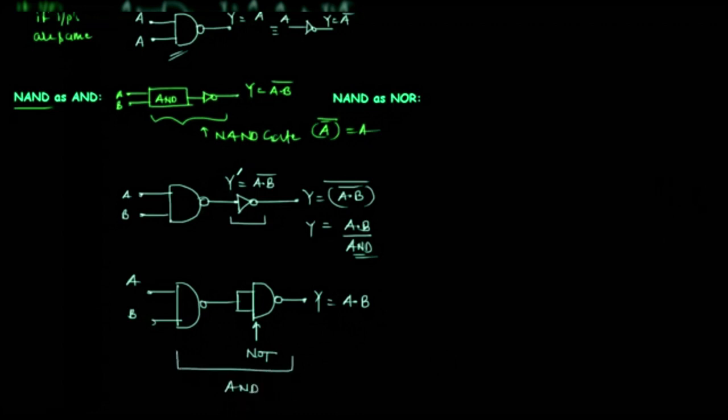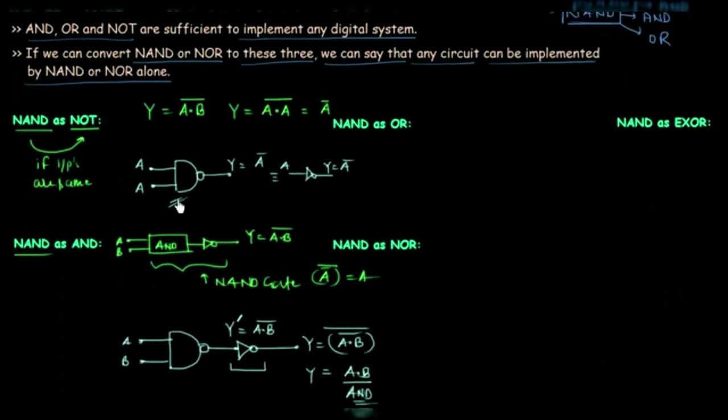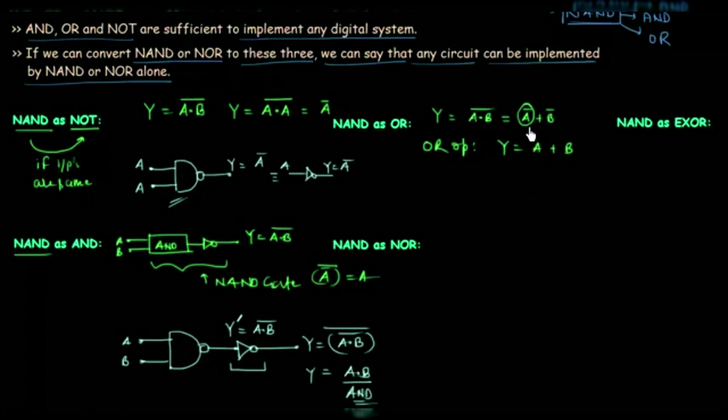Now we will move to implementation of the OR gate by using the NAND gate. The output of a 2 input NAND gate is (A and B) whole complement. If you simplify this by using De Morgan's law, you will get A complement or B complement, and OR operation is like this. So what we need to do is change this A complement to A and this B complement to B. So we can simply complement the inputs before giving them to the NAND gate.